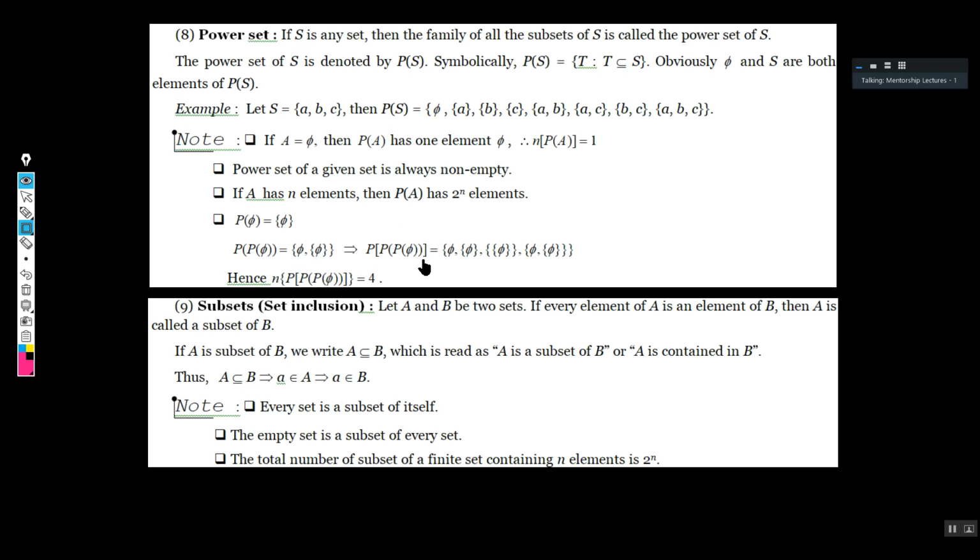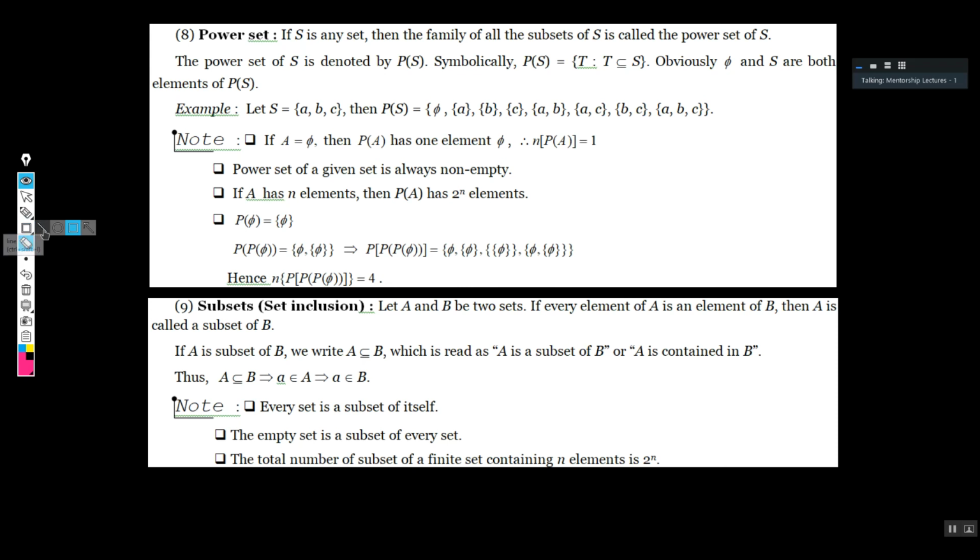P of phi means there will be one element phi here, and set of phi here, and in the double brackets phi here, and one more set here, phi comma set of phi, like this. That means this will give you 2 square. You will understand this again while we work out the problems. If at all any doubts are there, that will be clear in working out the problems.